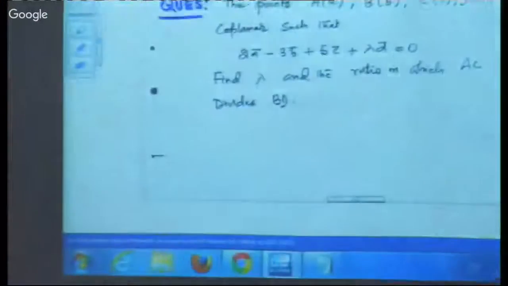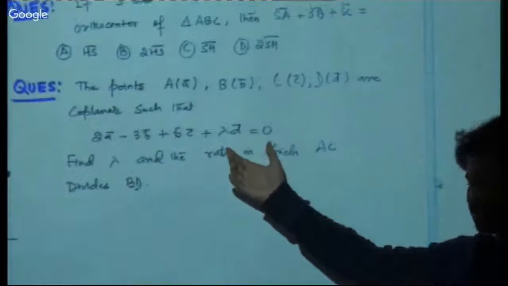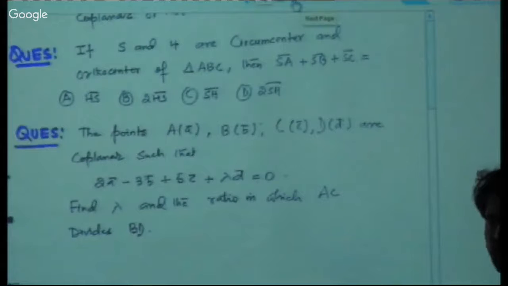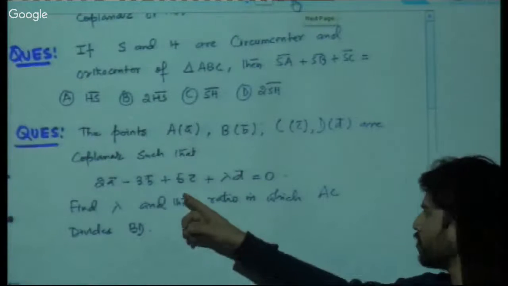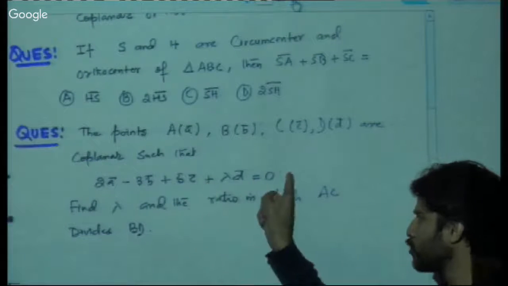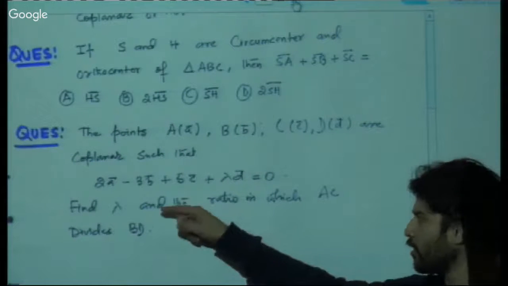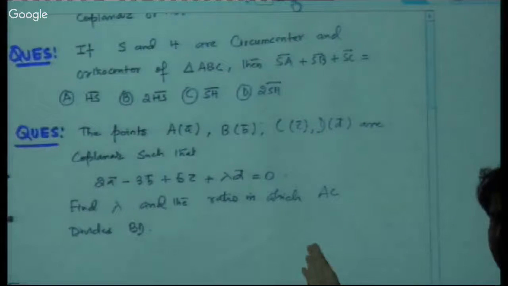And this was totally talking about the concept of section formula only, because these 4 points are coplanar, so they must meet. If I take any 2 points and make lines, they will surely be cutting at some point, right? That was the concept we used, that 2a plus 5c is equal to 3b minus lambda d. And then we found out that we can divide both sides by 7. It means that they are on the coplane. It means lambda is minus 4.